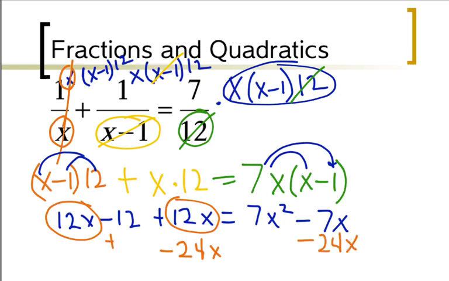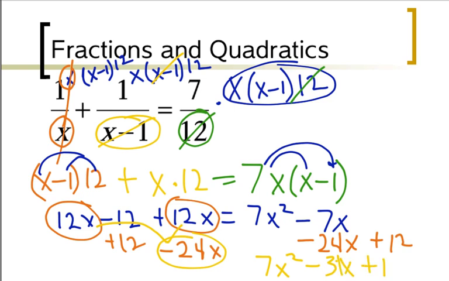and then I'm going to add my 12 here. And again, these 12x's turn into my 24, and I'm subtracting the 24 to move it to the other side. So that's going to turn into 7x squared minus 31x, and then plus 12. Okay? So now this is equal to 0, and I want to see if I can actually factor it.